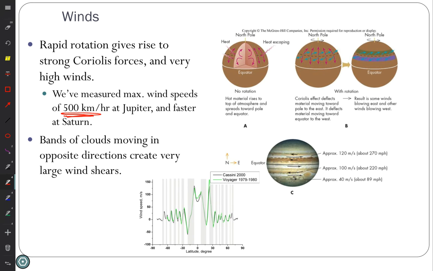But it is bigger speeds. And it's caused by something very interesting. It's caused by the Coriolis effect. Now on Earth, we have general patterns where it's hot at the equator, cold at the poles. And so the hot air at the equator rises, goes north and south, and because of the Coriolis effect, it creates winds that curve to go toward the east.